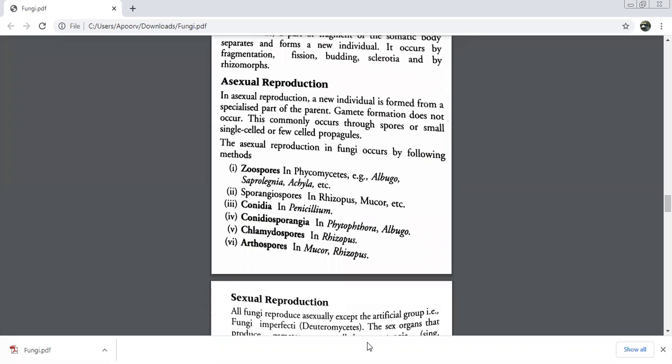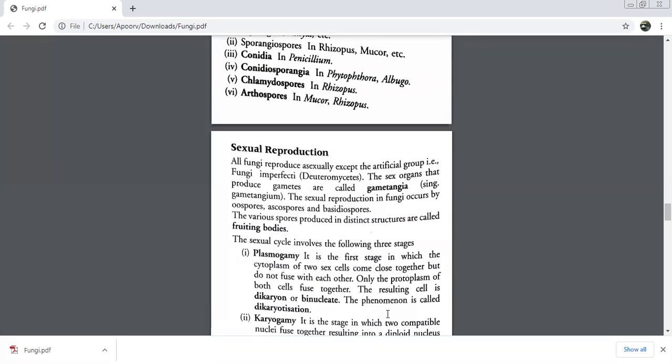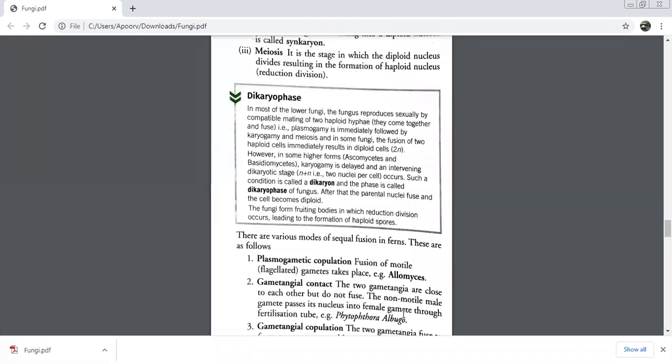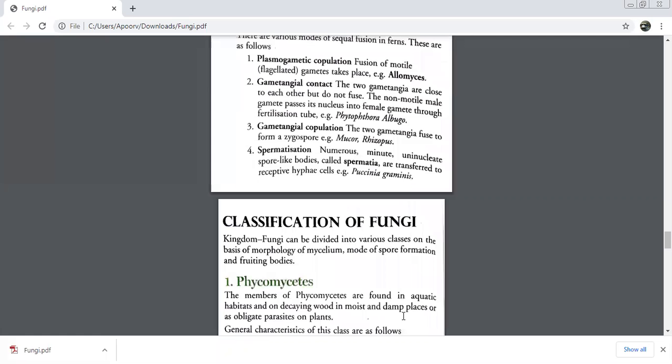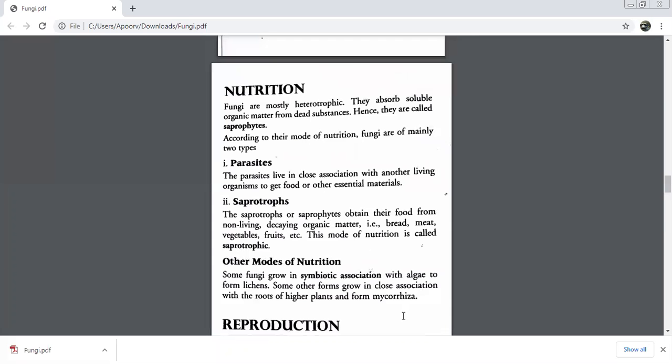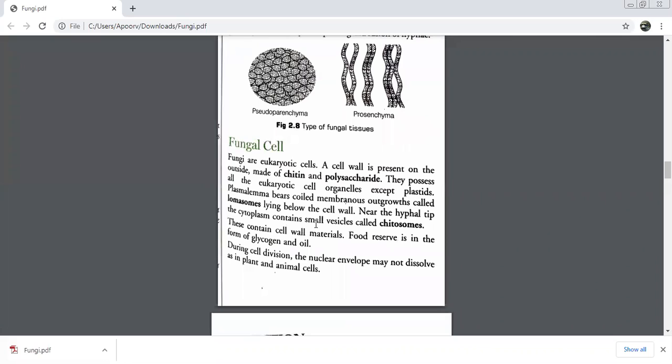Then we've got reproduction in fungus. We've just done nutrition. Can you tell me the three modes of nutrition in fungus very quickly? Then reproduction I'll take up tomorrow. No issues. Reproduction and classification we can do tomorrow. What are the three modes of nutrition? Parasites, saprotrophs, and symbiotic association.